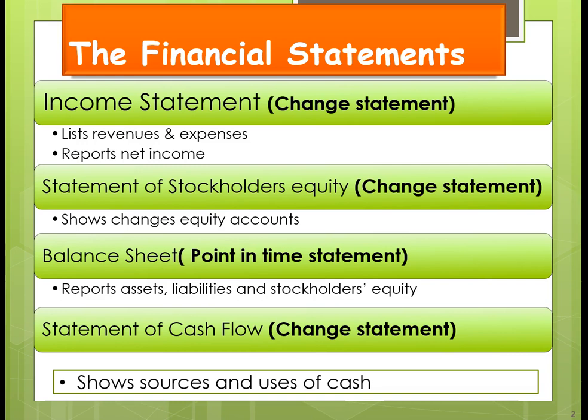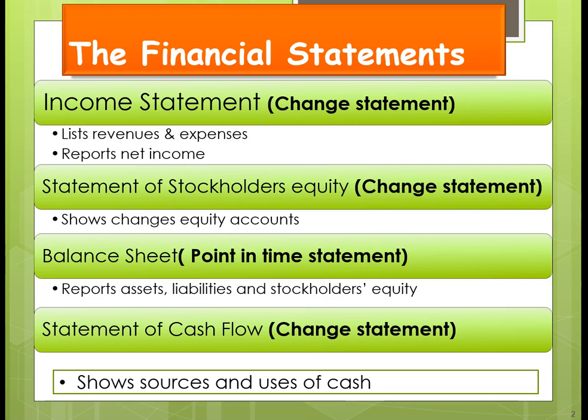So, you always start with the income statement, and this will always include revenues and expense accounts. No other accounts will go on the income statement, and that's going to report the net income, which then flows into the statement of stockholders' equity. This is going to show the changes in your equity accounts, including common stock, additional paid-in capital, retained earnings, and accumulated other comprehensive income. We're not covering that yet, but we will further on.